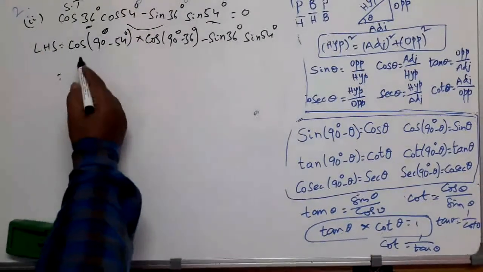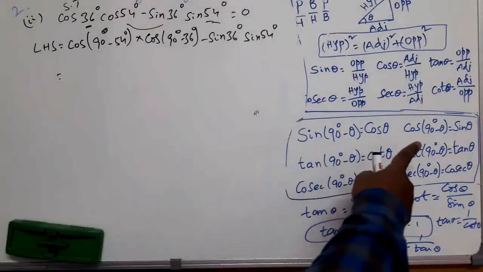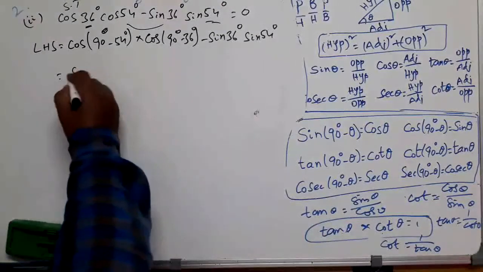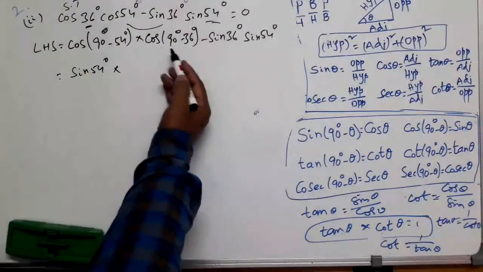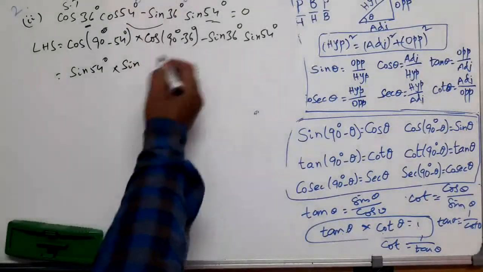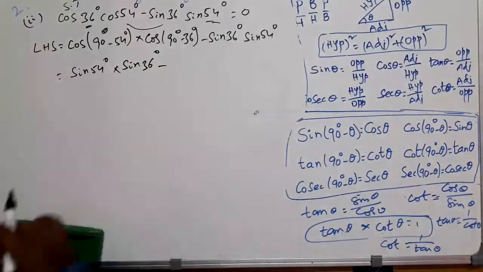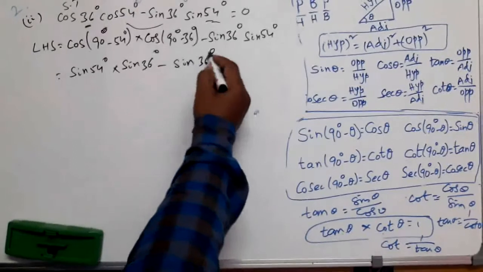Anyway, this is the form cos 90 degrees minus theta. Cos 90 minus theta is sin theta. So this can be written as sin 54 degrees multiplied by, this is cos 90 degrees minus theta. Cos 90 degrees minus theta is sin theta. So this is sin 36 degrees. Yes. Minus, I am leaving the remaining two terms as they are.